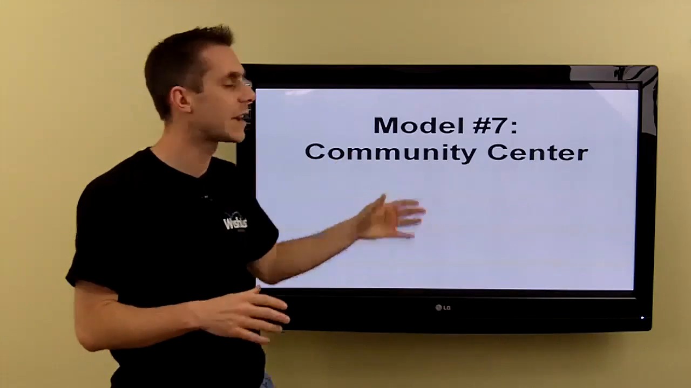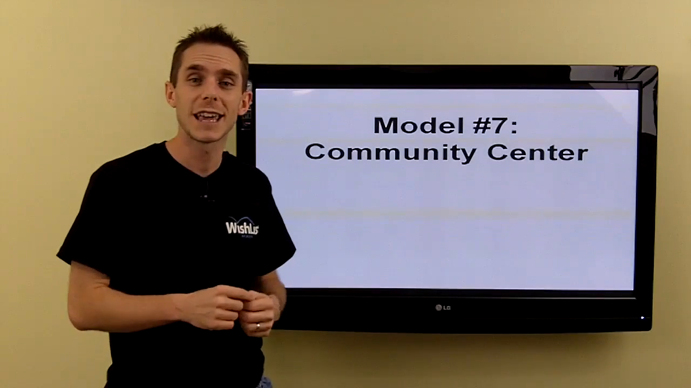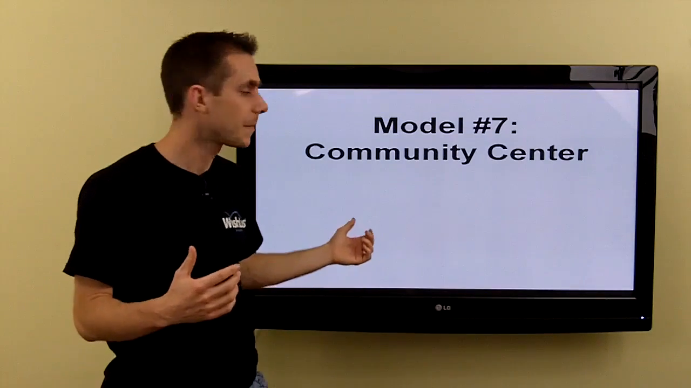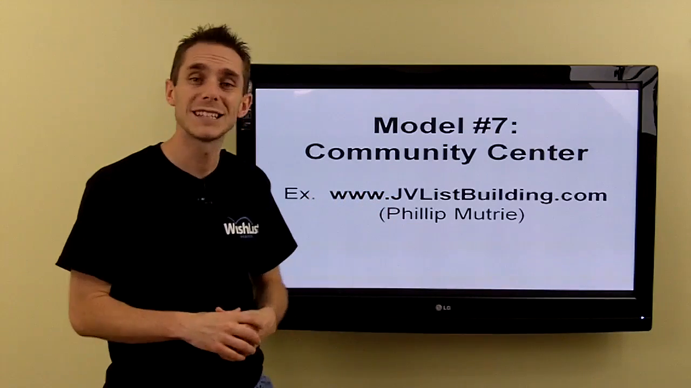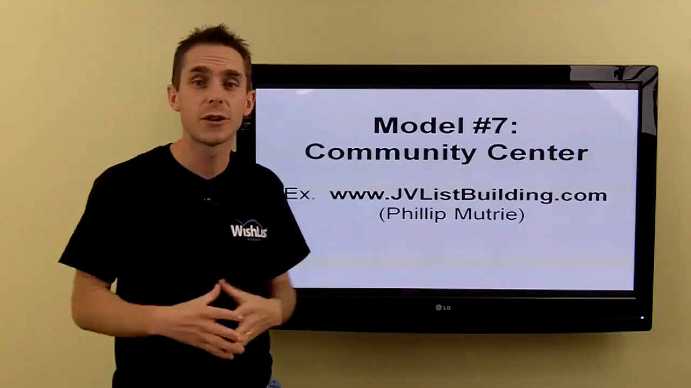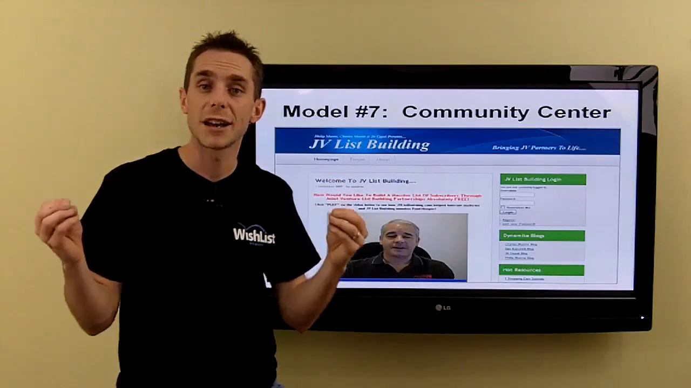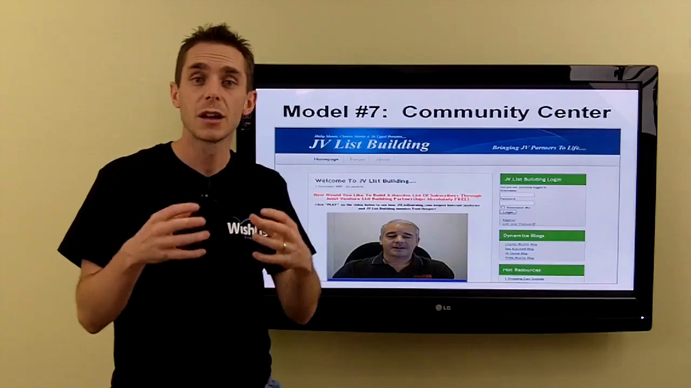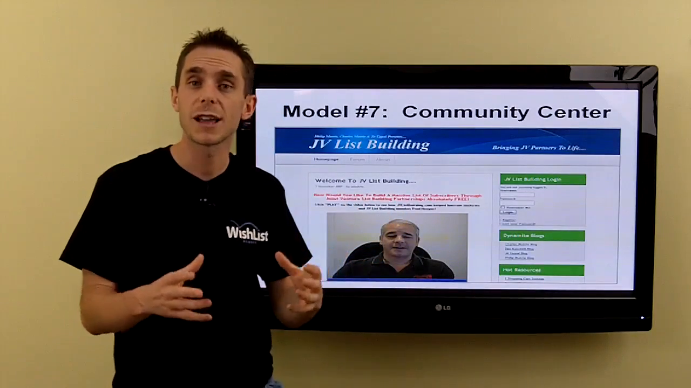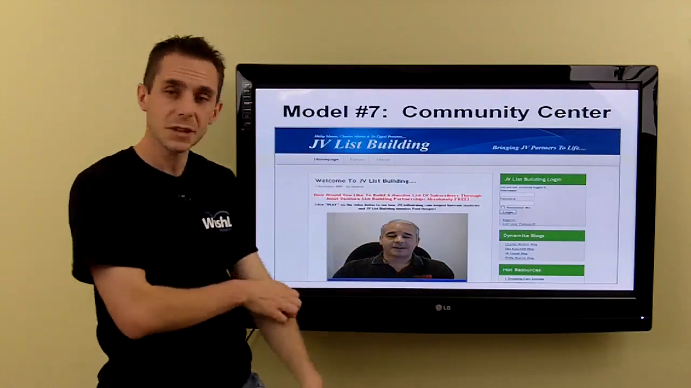All right, model number 7 is the community center. We didn't originally think of this one at all, but this idea came from one of our customers. His name is Philip Mutry, and we did an interview with Philip, and his site is jvlistbuilding.com. He created this site not to sell or deliver content, but rather to create a central place where people who had a shared interest in subject matter could come, gather, and communicate. In this case, it was JV List Building, and they were talking about how to help each other build their particular list. All right, that's the community center.